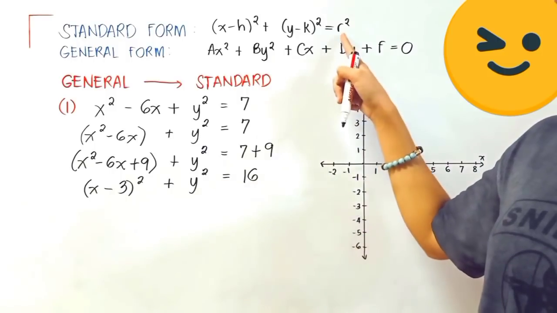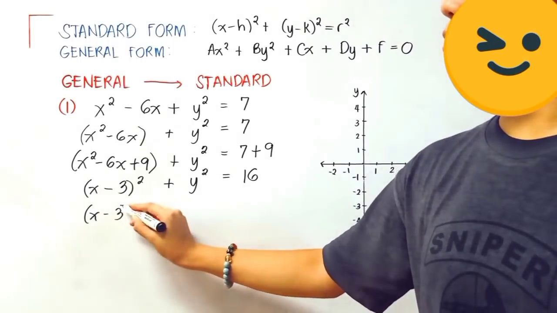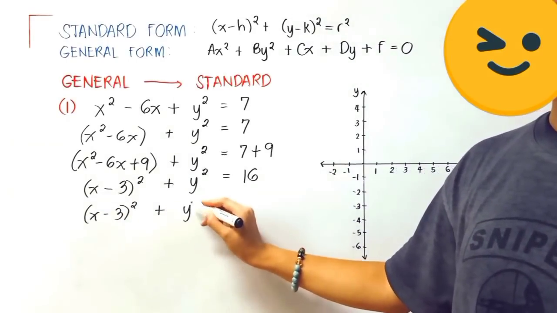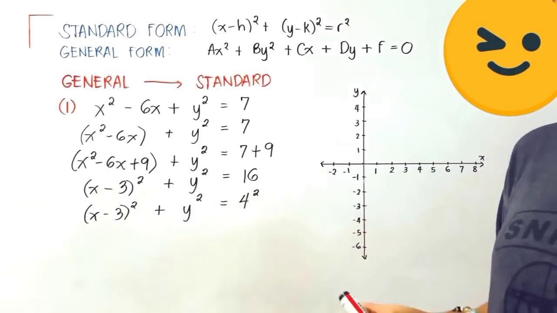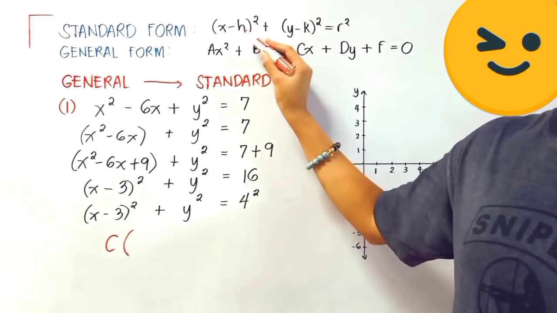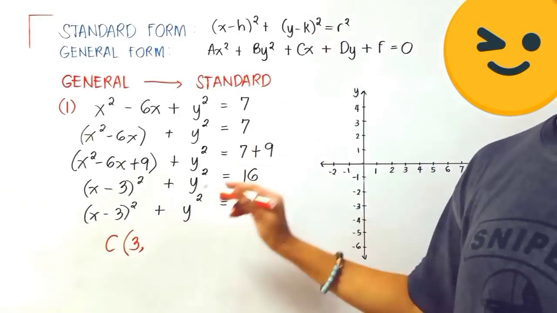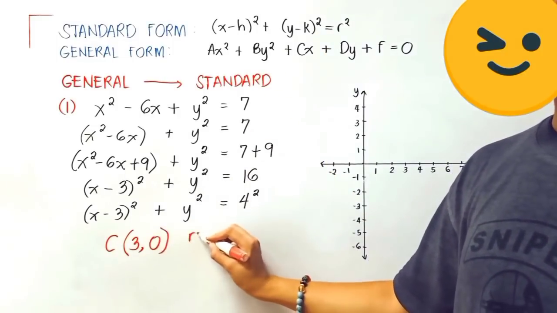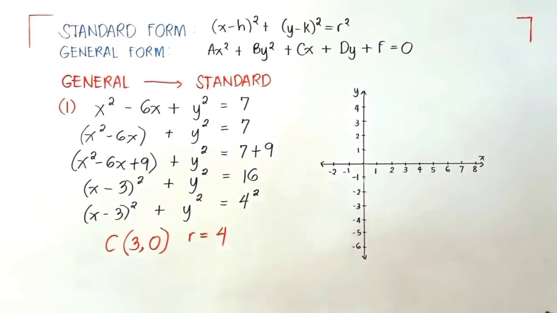Now looking at the form, we still have to transform this one into r squared. So rewrite this portion equals 4 squared because it's equal to 16. Therefore, our center here is, or h is 3, and we don't have our k here, so we'll just place 0, and our radius is 4. We are now ready to graph since we already have the needed values, we already have the center, and we already have the radius.